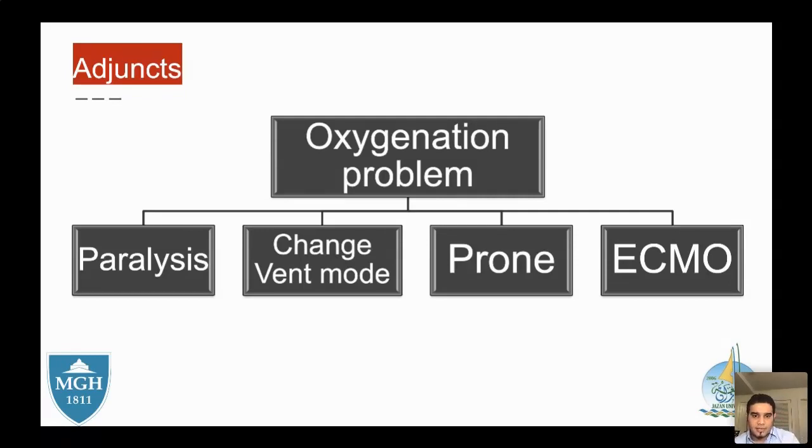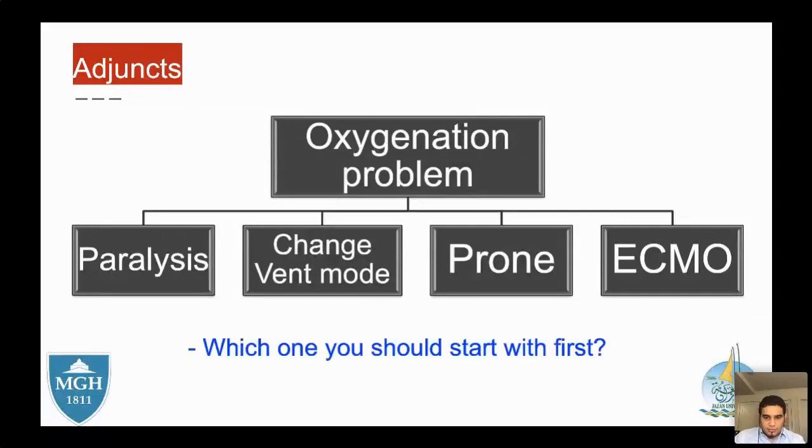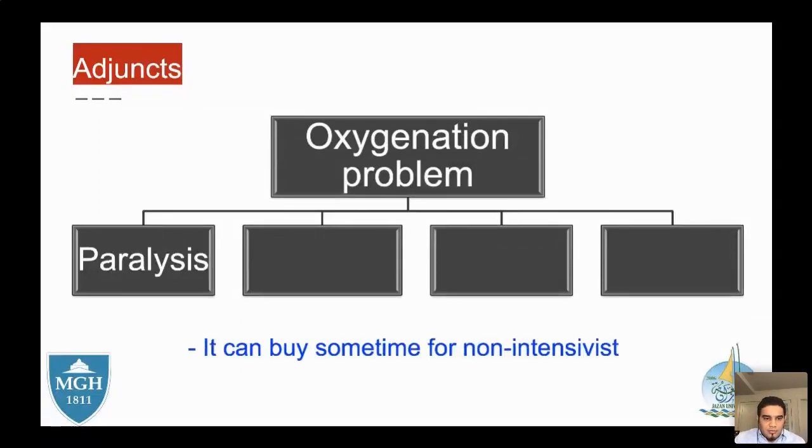Okay, all right. So paralysis, which one should you start first? The good thing about paralysis is that if you are a non-intensivist, it can give you time. You can give rocuronium as a one-time spot dose and see how much it does for your oxygenation. Most patients will have better synchronization with the ventilation machine, although you can also achieve that with really good sedation and some pain medication. But this will buy you time to explore other options.